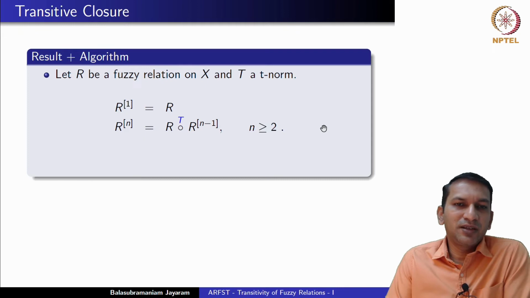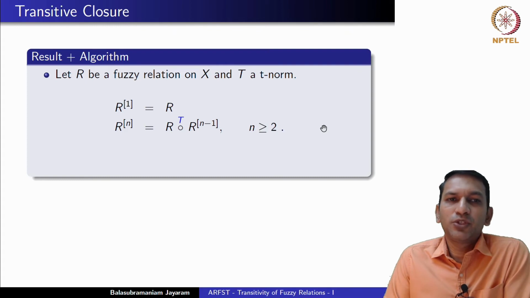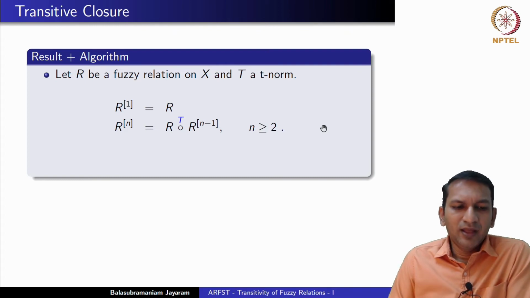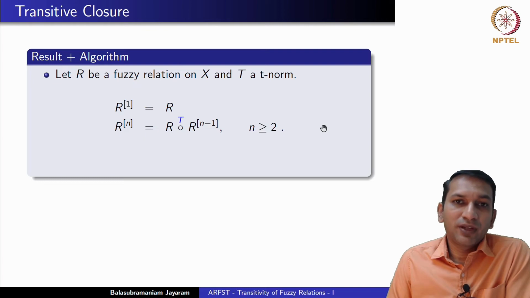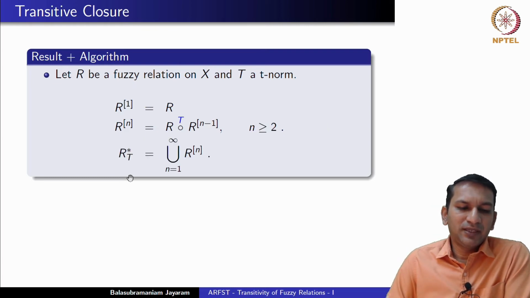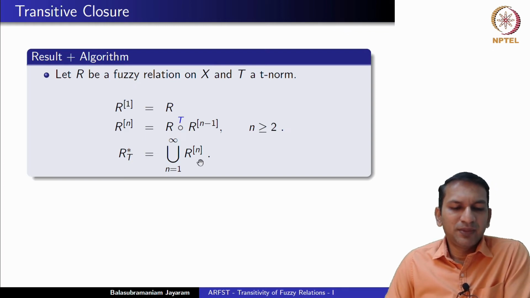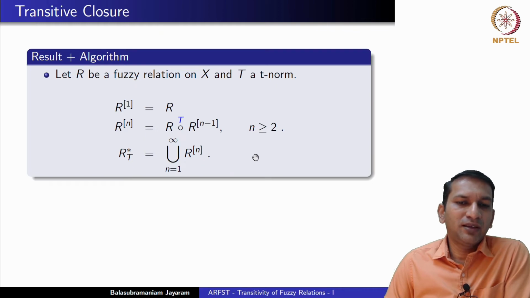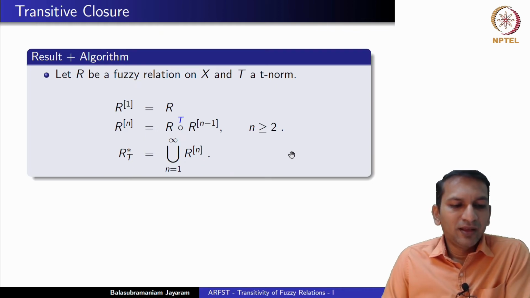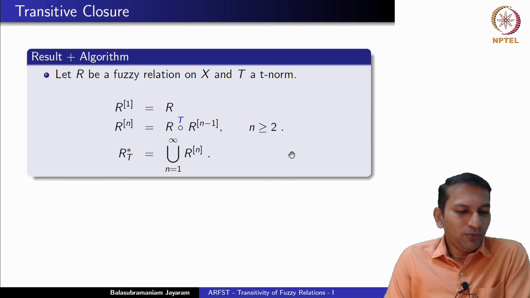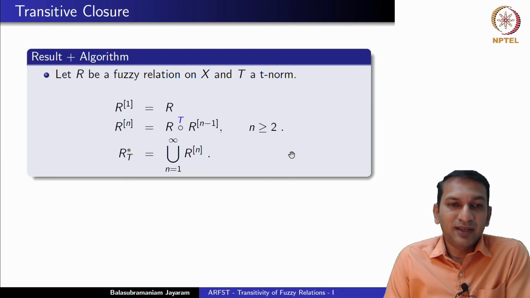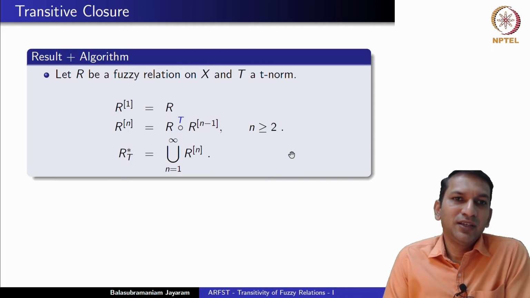So R2 is nothing but R circle R, R3 is R circle R2, which is R circle R composed with R composed with R. Now, what is the transitive closure of R with respect to T? It can simply be written as the union of all such recursive compositions. That means it is R union R2 union R3, and so on and so forth. Now, the formula looks very simple, but it really does the job for us. That means R_T star is T-transitive and in fact it is the smallest T-transitive relation containing R.